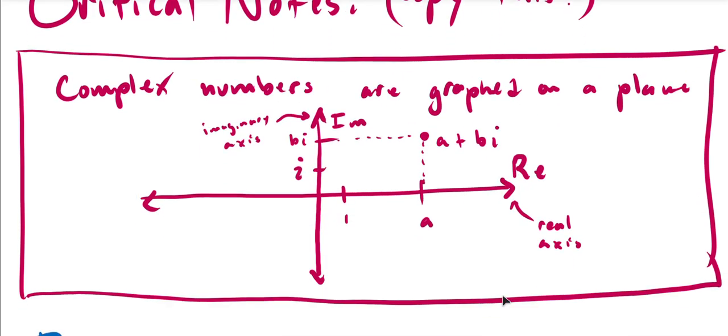Let's do some critical notes. Copy down this box to let me know you watched this video. Complex numbers are graphed on a plane, the complex plane. Your real axis is your horizontal one. Your imaginary axis is your vertical one. And if you want to plot something like a plus bi, you find a on the horizontal, bi on the vertical, and you put a point where these two things meet. Here I've also plotted i and 1 for reference.